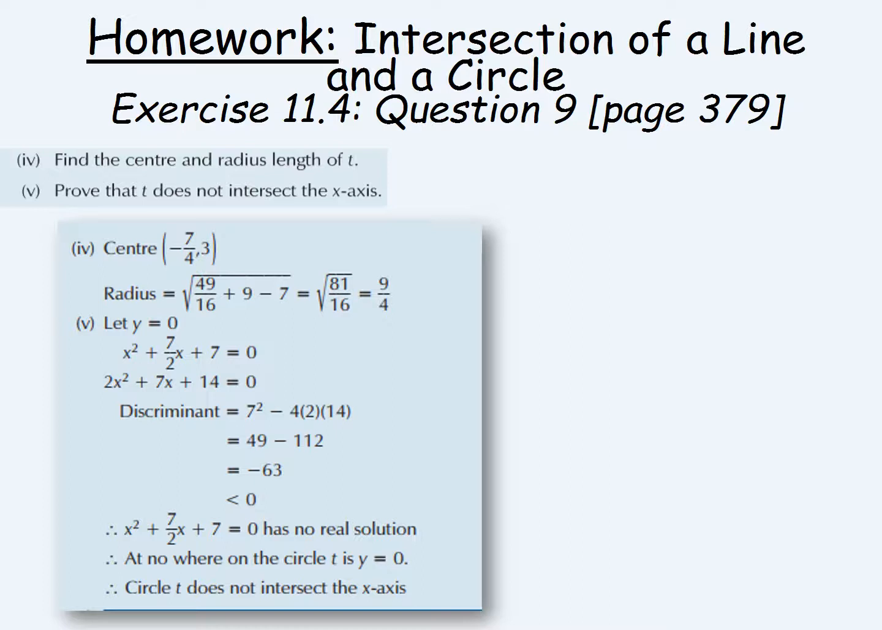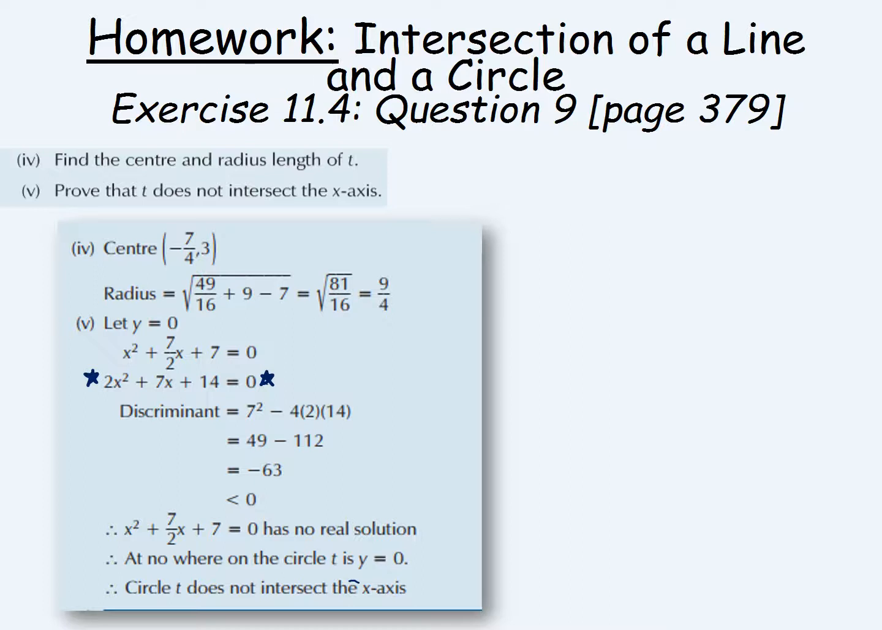The second thing, it says prove that T does not intersect the x-axis. Again, we have a few different ways of doing this. So the start is the same. We're talking about intersection of the x-axis, so we can say let y equal 0. And when we do that, we end up with a quadratic, which we have here. In this case, they've gone and done the discriminant. And they've said, well, since the discriminant is negative, i.e. less than 0, we know that there is no real solution. So it has no real roots, which means it does not cut the x-axis.